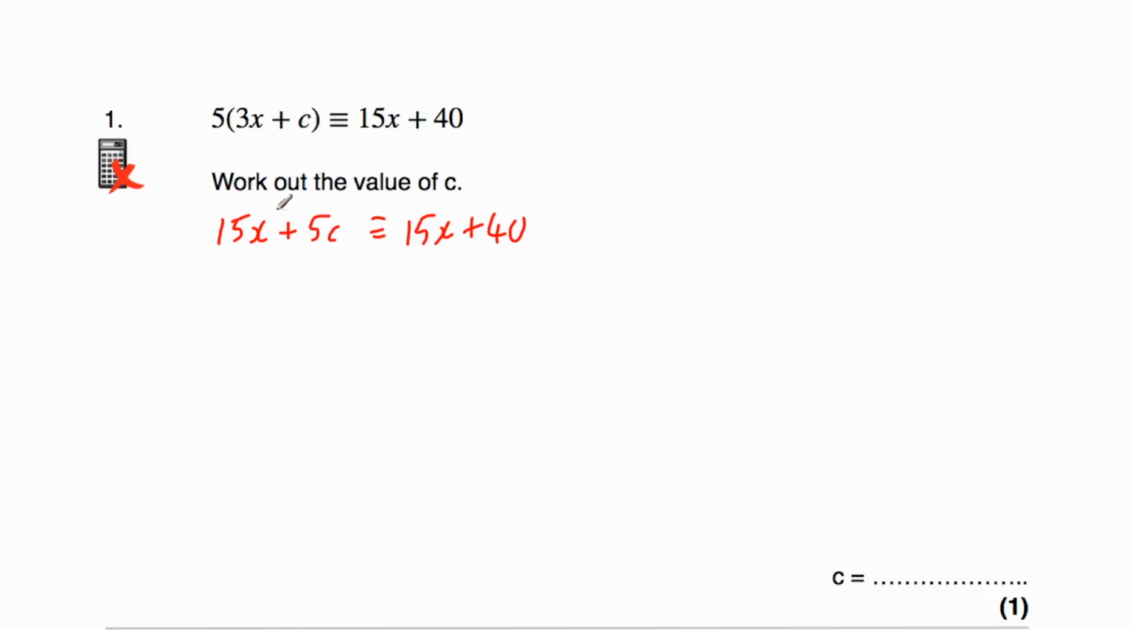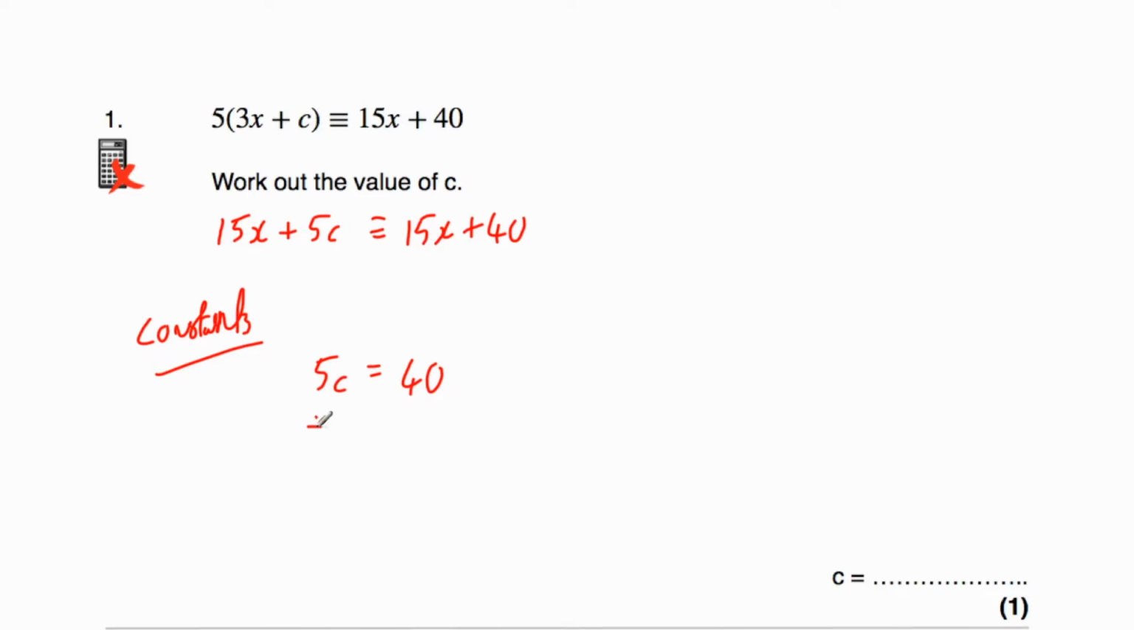Now if we have a look at this, we've got 15x on the left hand side and 15x on the right hand side. That's fantastic. So in terms of our x's, the coefficients are equated. They're the same as each other on the left hand side and the right hand side. Now in terms of our constants, our numbers, we've got 5c on the left hand side and 40 on the right hand side. So let's equate those. We'll write down 5c equals 40 and then we'll solve this.